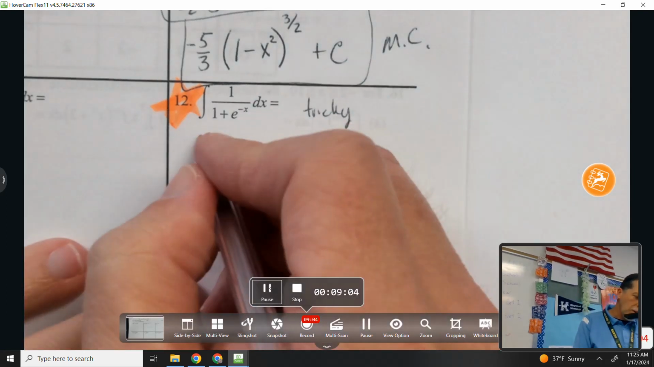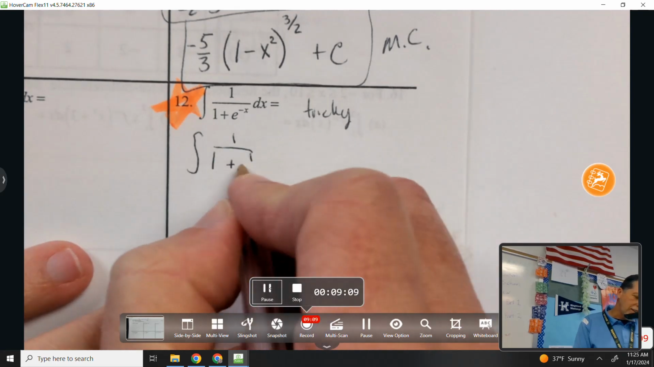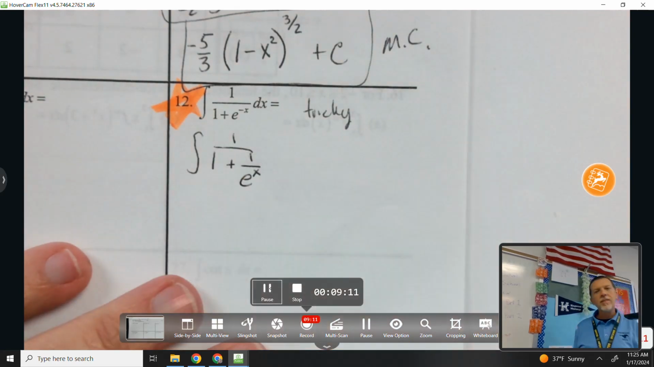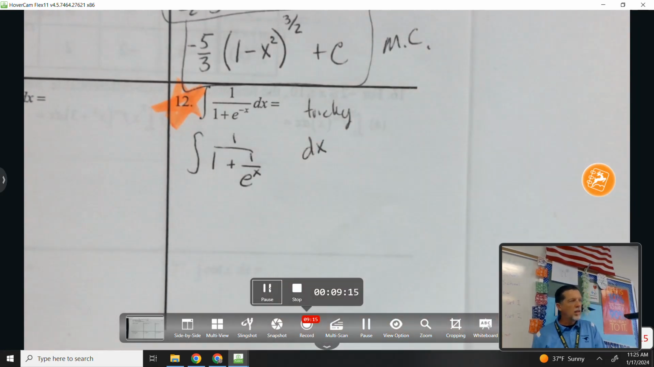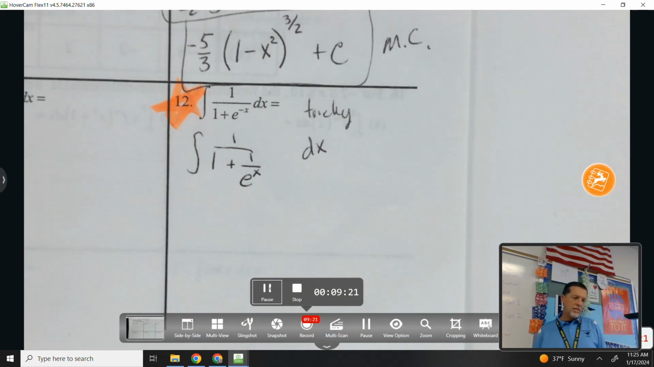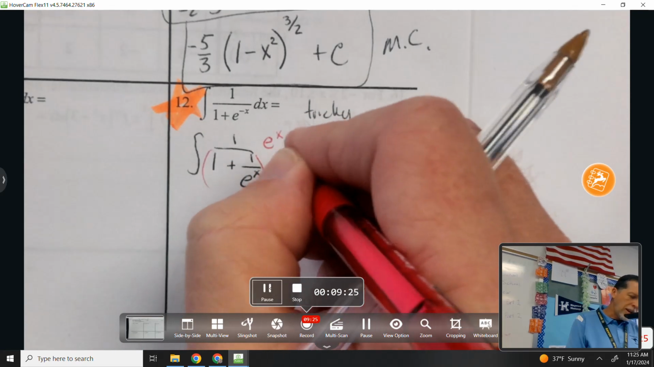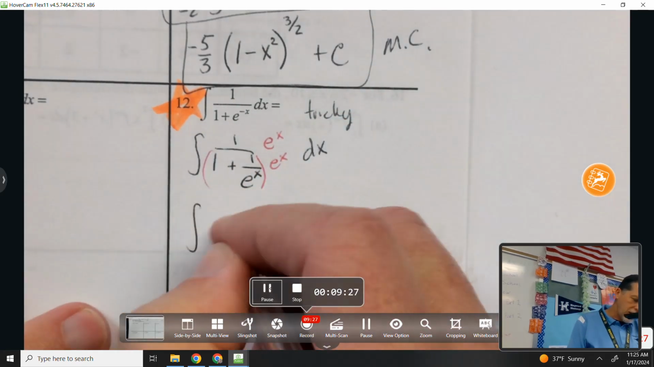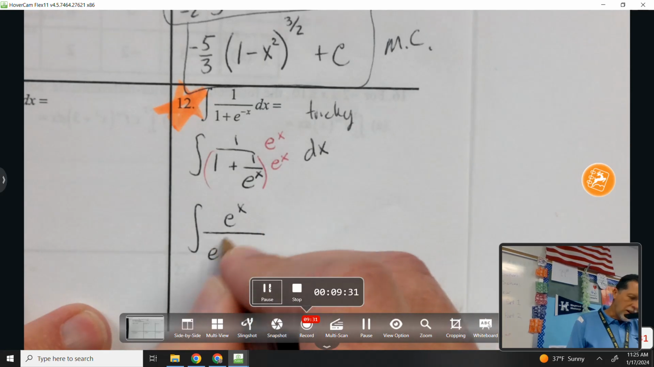You know what might hint us as to what to do? E to the negative x is the same thing as 1 over e to the x. So what would I do if I wanted to clear that e to the x from the denominator? Let's multiply the top and the bottom by e to the x. So e to the x in the top, in the bottom e to the x plus 1.